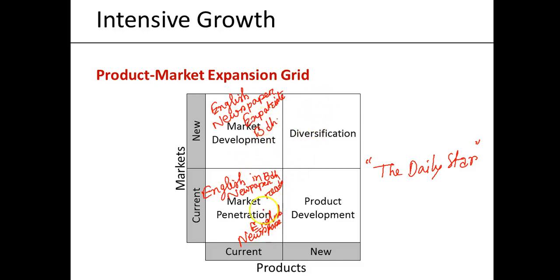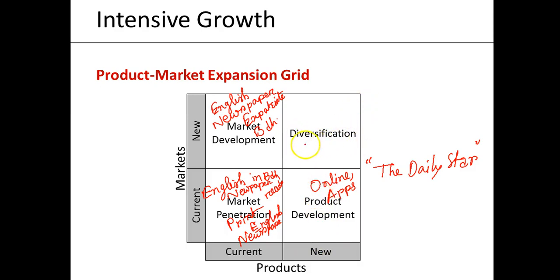Or Daily Star can develop a new product for the current market of English newspaper readers in Bangladesh. They have developed it. They have the online version of the newspaper, which is a new product alongside their print newspaper, because now they are a print English newspaper, but they also have the online newspaper. They also have the mobile apps.